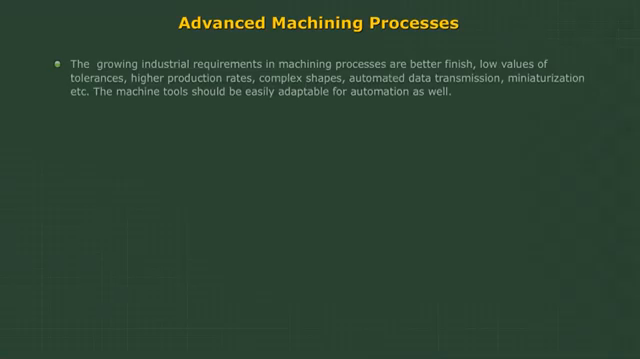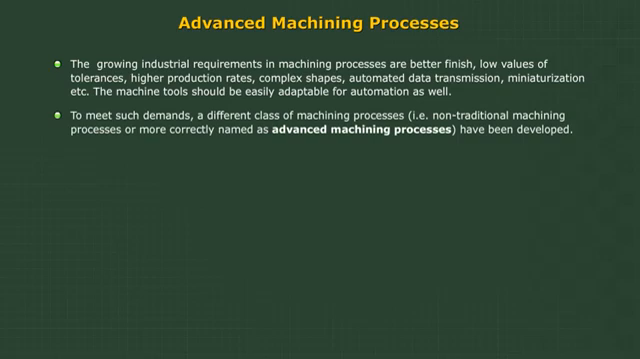these advanced machining processes. The growing industrial requirements in machining processes are better finish, low values of tolerances, higher production rates, complex shapes, automated data transmission, miniaturization, etc. The machine tools should be easily adaptable for automation as well.